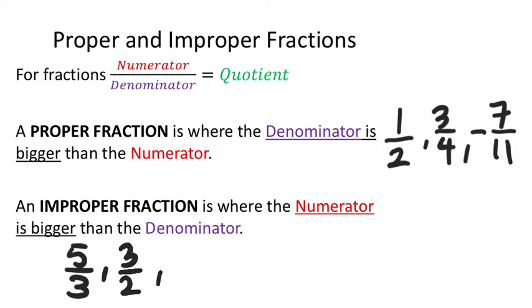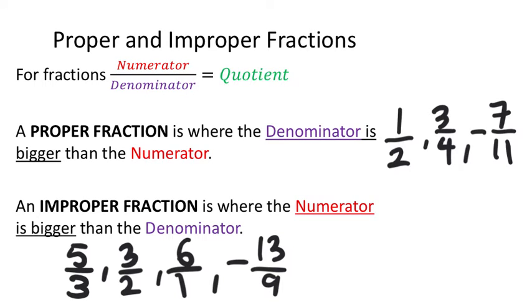It could even look something like this, 6/1, okay? Again, it's just important that the numerator is bigger. And again, these could be negatives, negative 13/9, okay? So again, we don't really care about the negative. It's that the top number is bigger than the bottom number. That's the important part of improper fractions, okay?